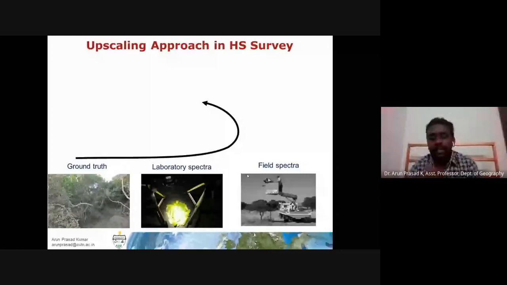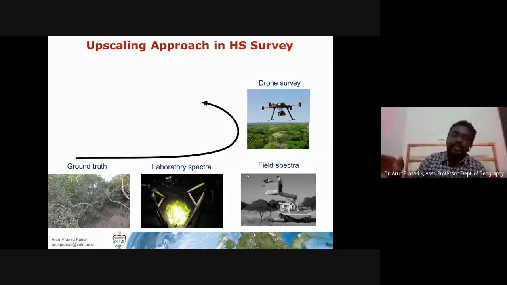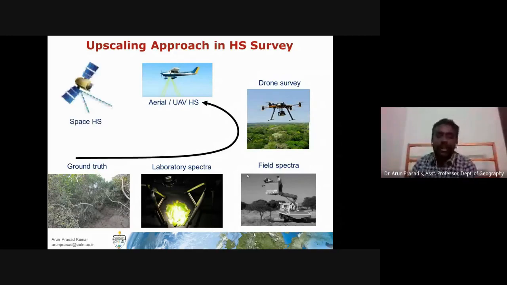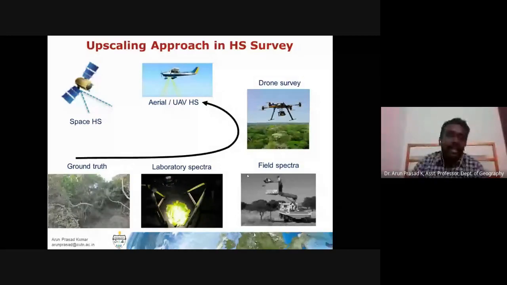Or you can go for the next stage, a drone survey. You can fix the instrument on a drone and fly the sensor at a low altitude to know the composition of that surface. Then you can go for an aerial survey with manned aircraft or unmanned air vehicles. You can mount the sensor on an aircraft and go for an aerial survey. Or the next and last stage is space-borne hyperspectral sensors. These sensors continuously orbit the surface and acquire data at specific times based on their temporal resolution, or revisit time, so we can have the data. This is the general upscaling approach in hyperspectral survey.